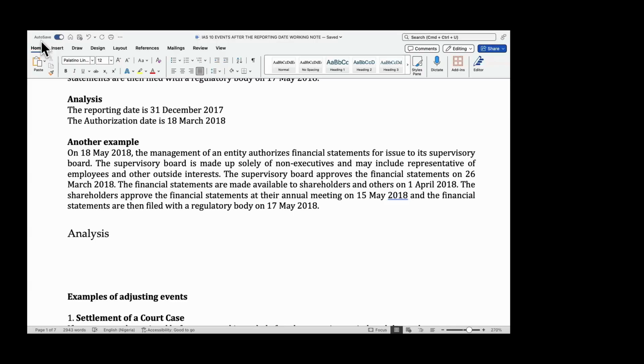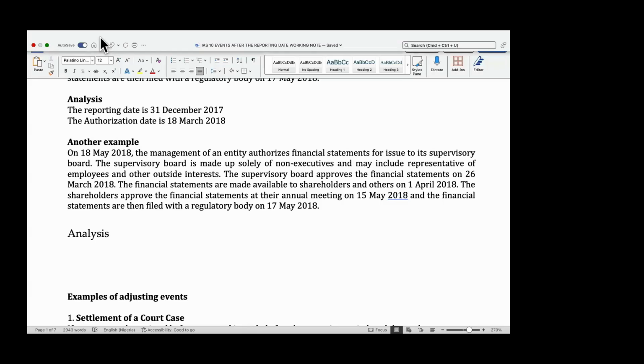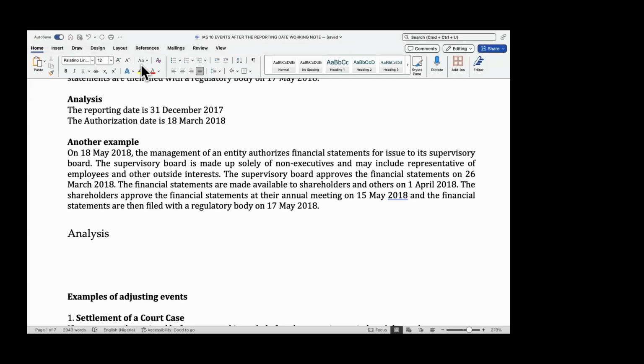The financial statements are made available to shareholders and others on 1st of April 2018. The shareholders approved the financial statements at their annual meeting on 15th May 2018. And the financial statements are then filed with the regulatory body on the 17th of May 2018.